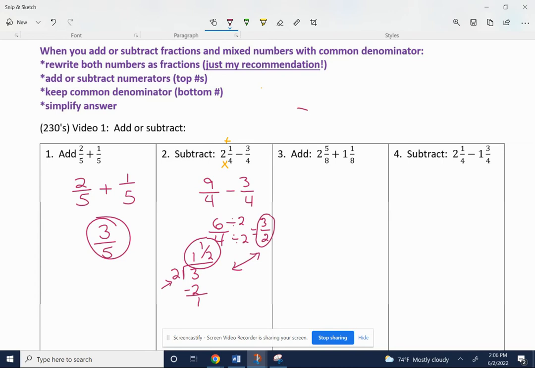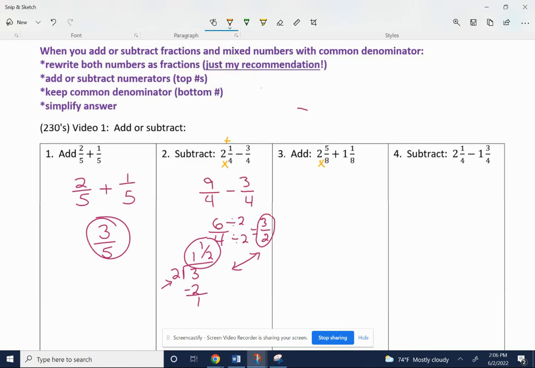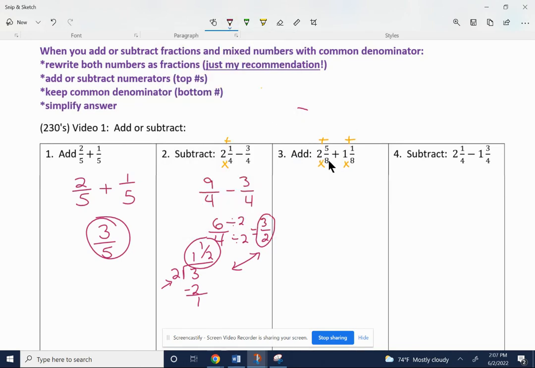Number 3, 2 5/8 plus 1 1/8. On both of these problems, I need to multiply and add. For the first mixed number, I need to take 8 times 2, which is 16, add 5, which is 21. Keep the 8, 21/8. For the second mixed number, I need to take 8 times 1, which is 8. Add 1 to be 9, so 9/8. Now we have 21/8 plus 9/8.